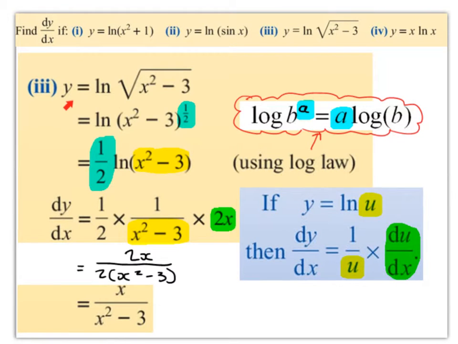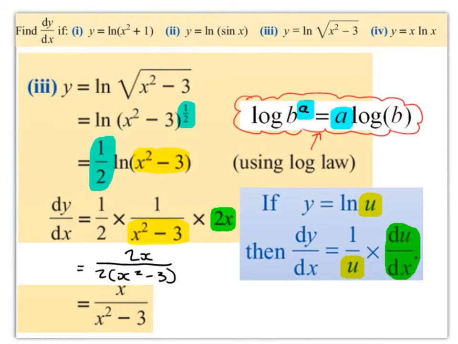3. y is equal to the natural log of root x squared minus 3. So first we rewrite it as natural log of x squared minus 3 to the power of a half. Then we can simplify this using our log laws. One of our log laws is log of b to the power a is equal to a log of b. So the power, the half, goes in front of the log. So we have half natural log of x squared minus 3.